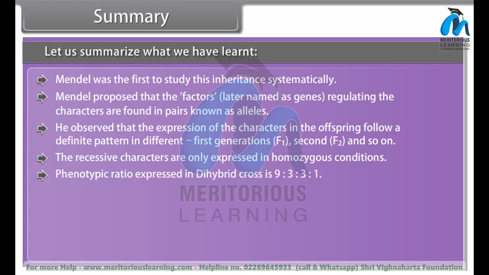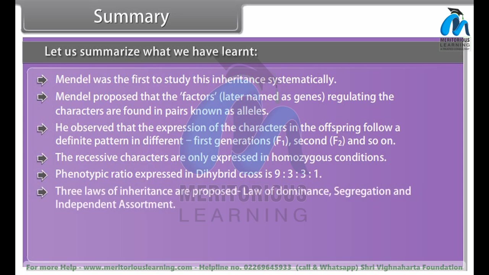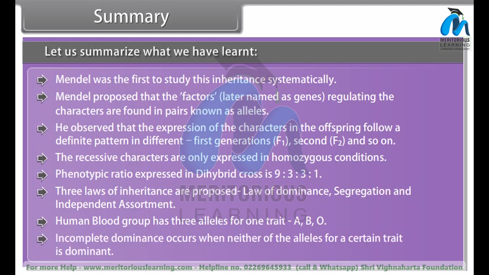Phenotypic ratio expressed in dihybrid cross is 9:3:3:1. Three laws of inheritance are proposed: law of dominance, segregation, and independent assortment. Human blood group has three alleles for one trait: A, B, O. Incomplete dominance occurs when neither of the alleles for a certain trait is dominant.